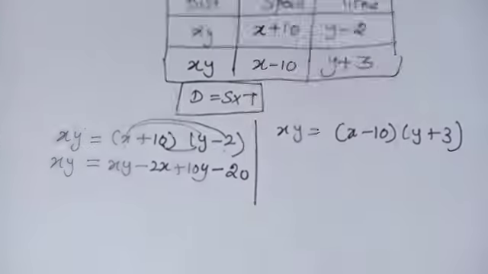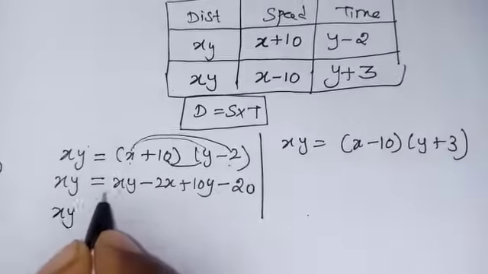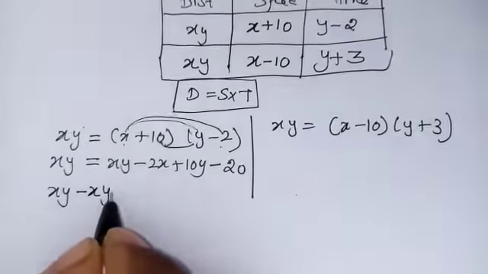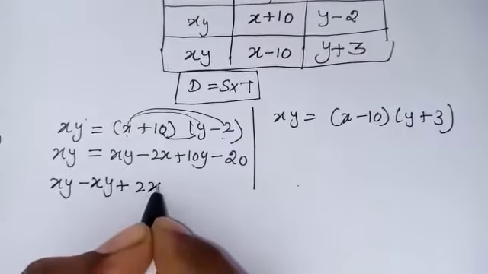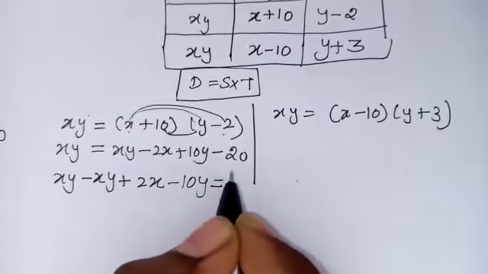So the next step, we have to bring all the variables to one side. Here I am having the xy. This plus xy I am bringing to this side, that will become minus xy. The minus 2x will bring to this side as a plus 2x. This plus 10y bringing to this side is a minus 10y, which is equal to this minus 20.